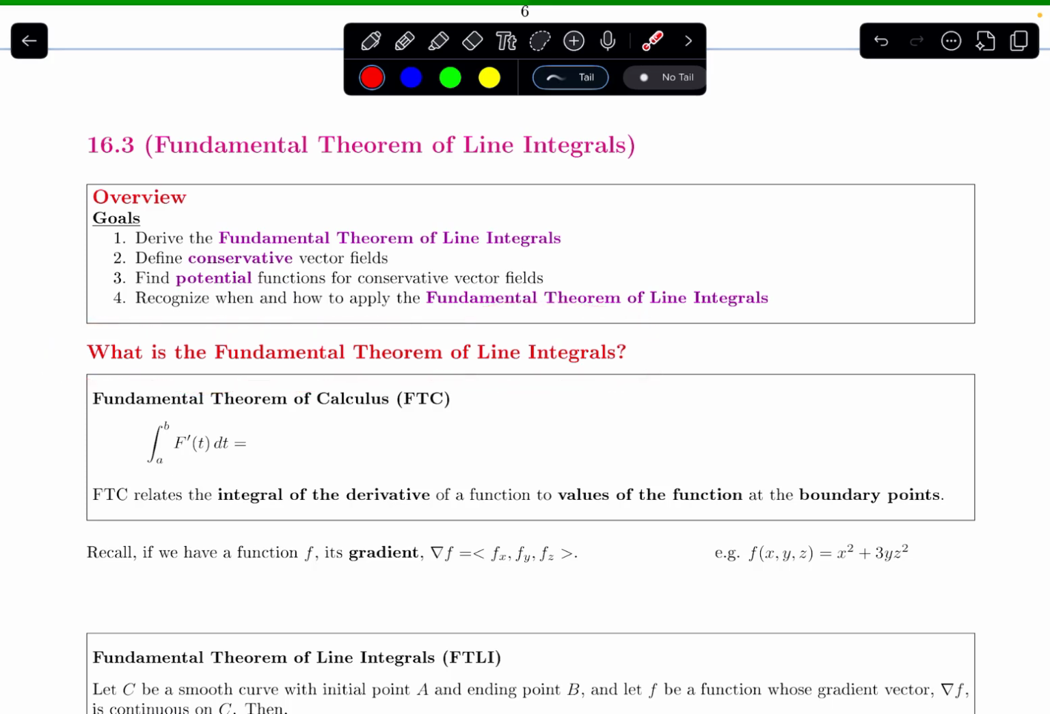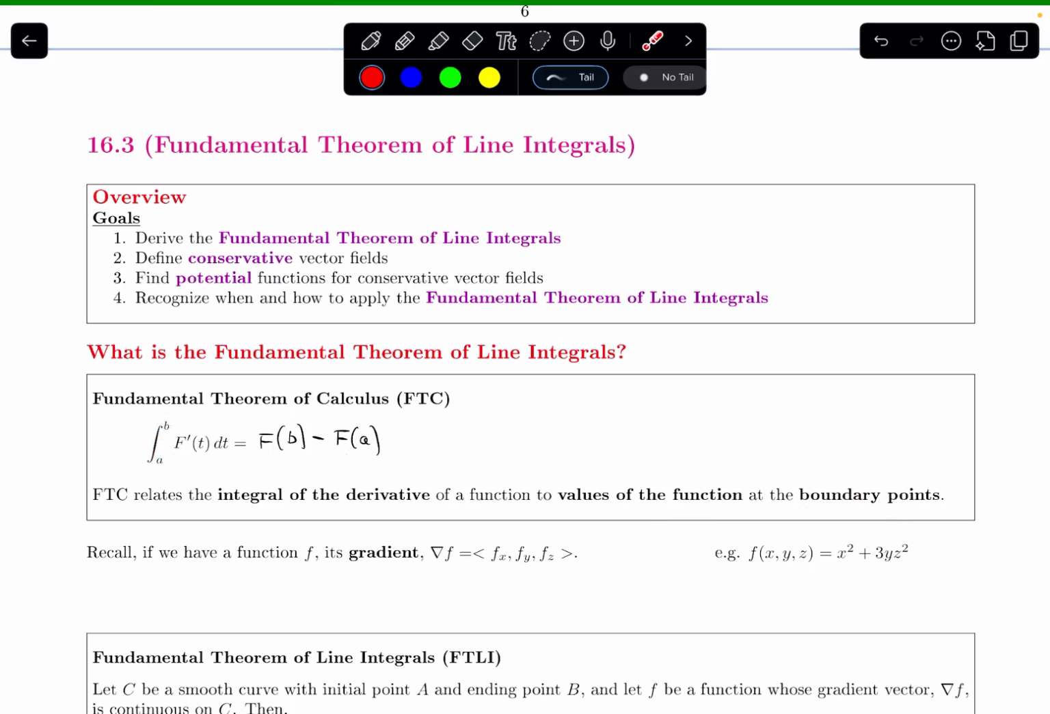So let's first recall the fundamental theorem of calculus, FTC, which says that if I have an integral from a to b of f prime of t dt, we take the antiderivative of that function, and you get f, and then you plug in that top point b minus f, plug in that bottom limit of integration a. Okay, so this relates the integral of a derivative, I have f prime of t, to just the values of the original function f at the boundary points, at the a and the b.